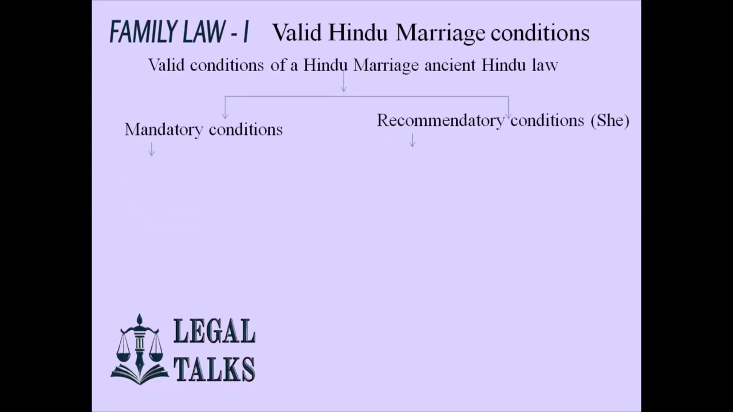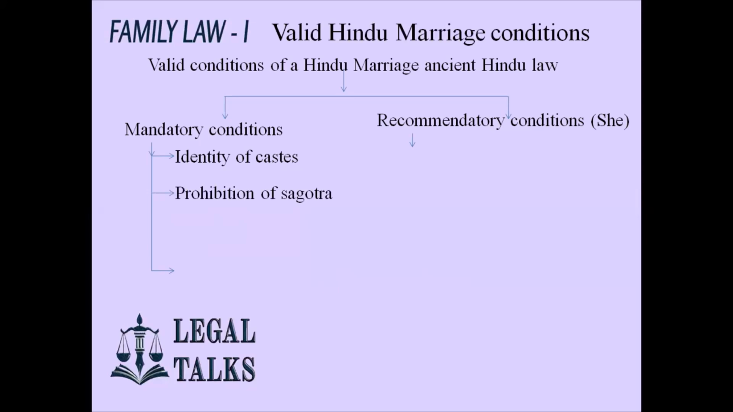Valid conditions of Hindu marriage under ancient Hindu law. Now, let us look at mandatory conditions first. Identity of caste. So, if a marriage has to be solemnized, they should be from the same caste. So, intercaste marriages were not given priority or were not considered to be good. Then, prohibition of Sagotra. Gotra is a classification of people. So people of the same class cannot marry. So they have to marry in other Gotras.